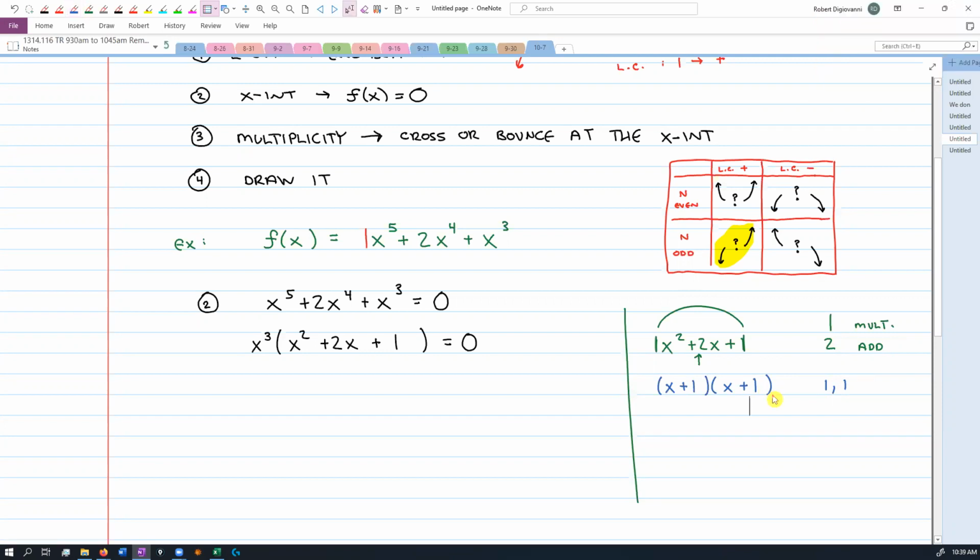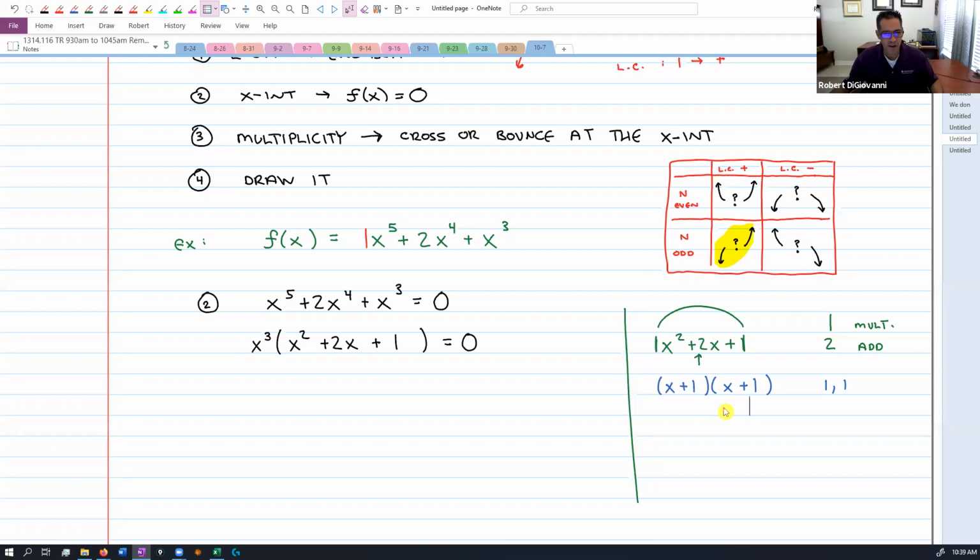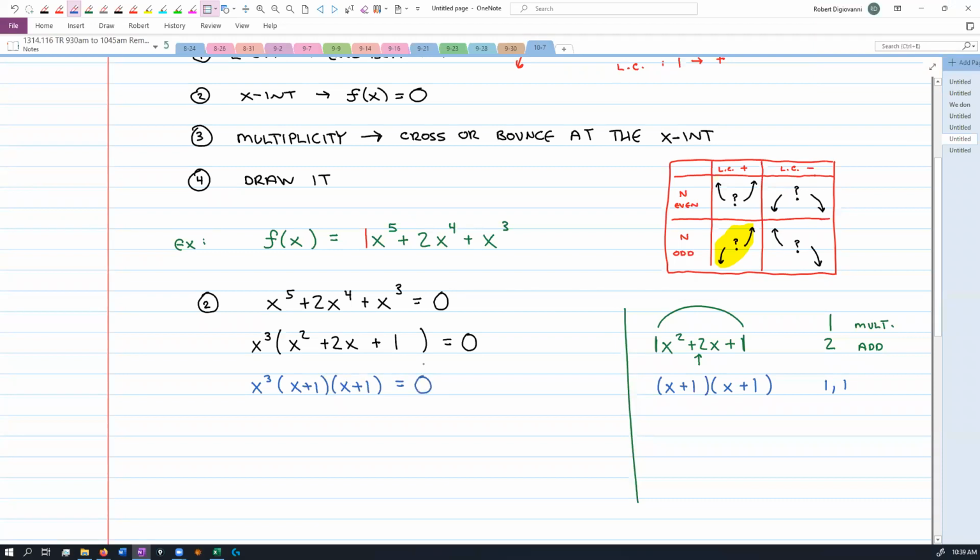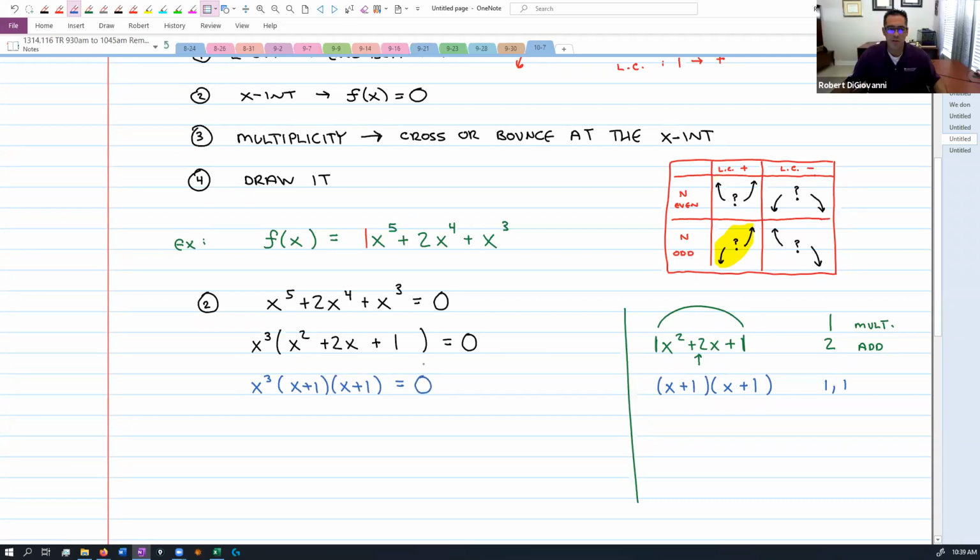So that's where I got stuck because that would give 2 of the x-intercepts both as -1. Exactly. Okay, so let's see what's going on here. This turns into x cubed times x plus 1 times x plus 1 again equals 0. Are we all good up to this? Any questions?